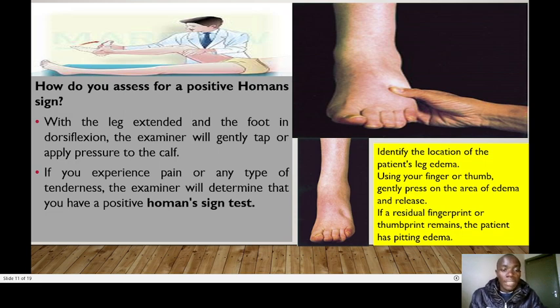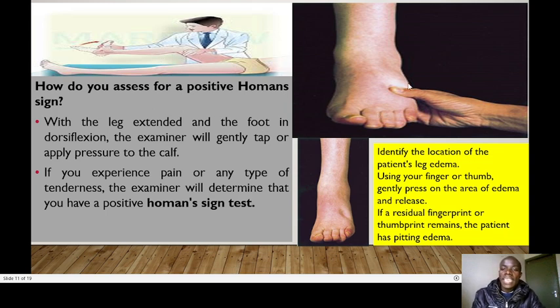So if the patient experiences pain or any type of tenderness, the examiner will determine that this is a positive Homan sign. Okay, yes, so you support the thigh. Okay, you try to abruptly dorsiflex. Yes, so the patient will get some pain here or may fail to be able to dorsiflex.